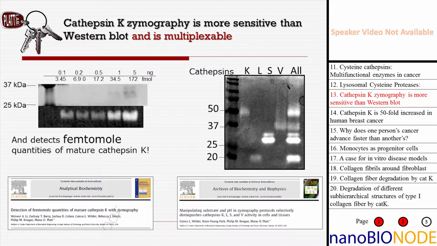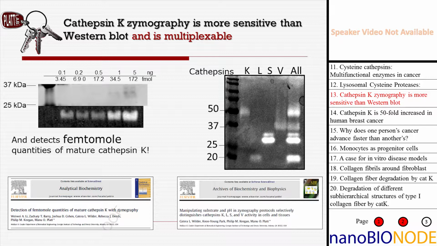So this also told us something else. Well, we're seeing it in zymography, but not in the Western blot. It must be more sensitive than the Western blot. So we went back and did a limiting dose, and we can see where the Western blot with the best cathepsin K antibody stops, around 1 to 5 nanograms. But with our zymography, we can go all the way down to like 0.1 nanograms. If you do the molar ratio, it's 3.45 femtomoles of cathepsin K that we can quantify with our zymography. So this was huge.